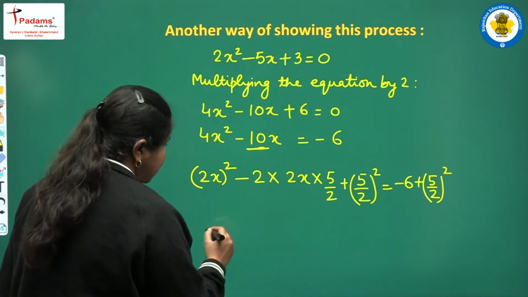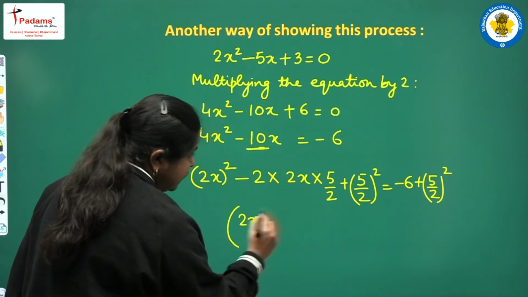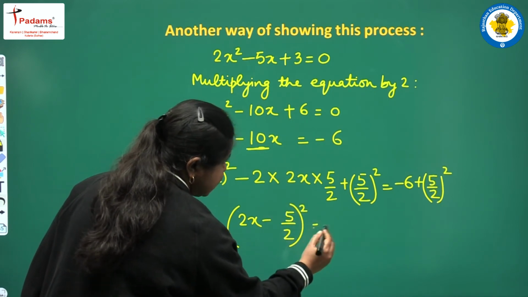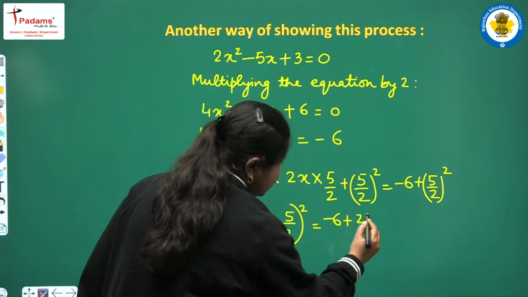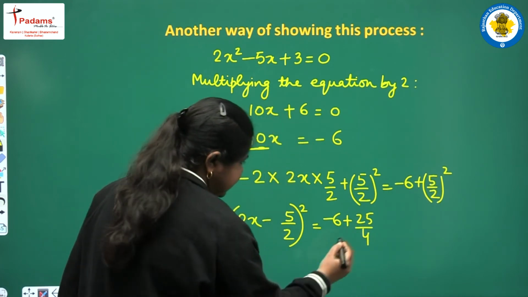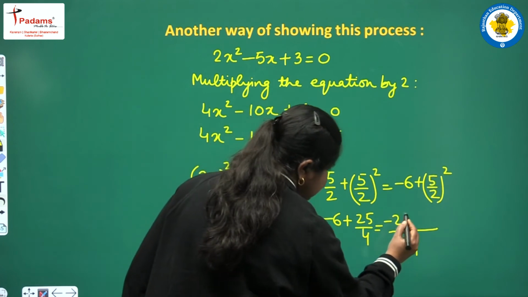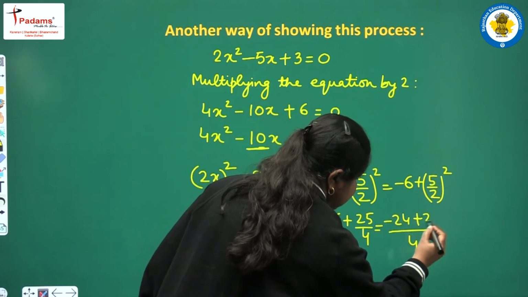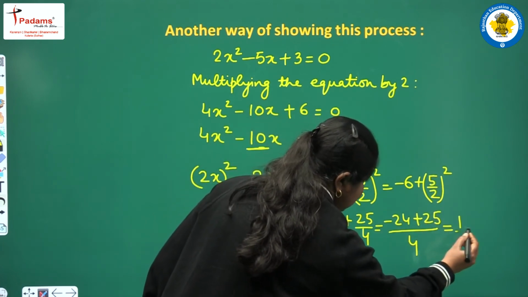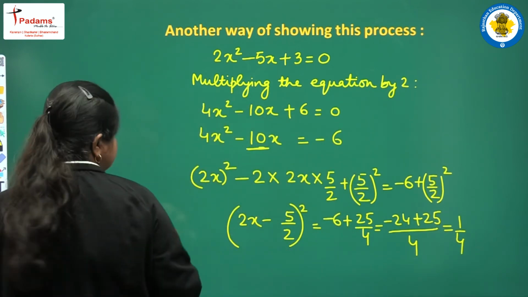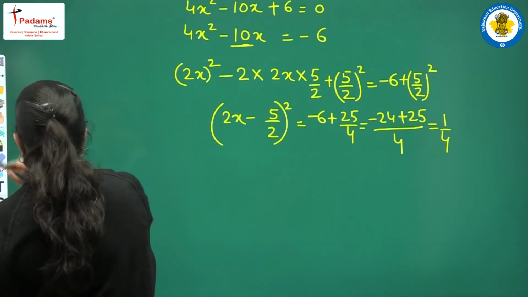Now we are getting a complete square. 2x from here, 5 by 2 from here, and in between minus, whole square equal to minus 6 plus 25 by 4. Simplify it, you will get 4 in the denominator, and here minus 24 plus 25. This will be equal to 1 by 4. Now taking the square root on both sides, we will be getting a simplified form.